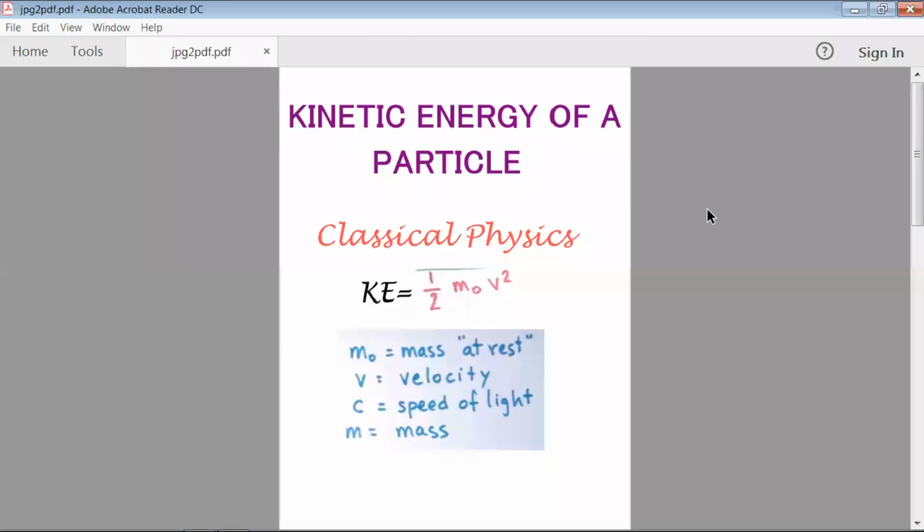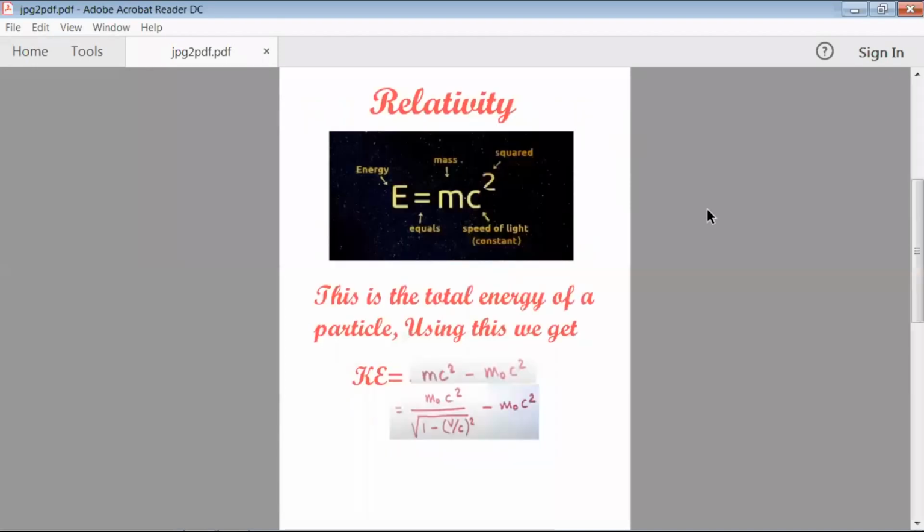One of the most relatable examples is kinetic energy. We are well acquainted with the classical physics formula for kinetic energy, which is half m naught v squared, where m naught describes the mass at rest. Rings a bell, doesn't it? On the other hand, the formula we are well aware of is that the energy of a particle is equal to mc squared, where c is the speed of light. But the kinetic energy would be the total energy it has minus the energy it has at rest. You can see here.